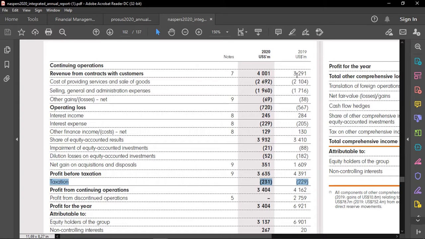Have a look at the amount of tax that a company like this pays to the government. If you look at 2019 compared to 2020, Naspers is a global company, so their reporting financial statements are in US dollars because it's international. In terms of US dollars, and there's an M here, so this is in millions, you can see that in terms of tax, Naspers is contributing just over 230 million US dollars.